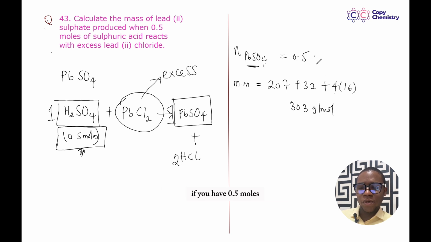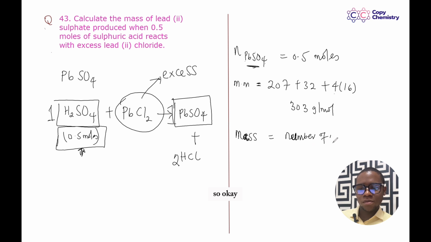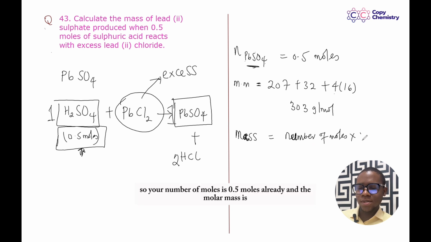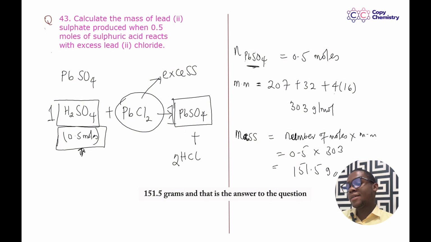And if you have 0.5 moles, that just means that you can get the mass of PbSO4 as number of moles times molar mass. Moles is 0.5 moles already, and the molar mass is 303. So that gives you 151.5 grams, and that is the answer to the question.